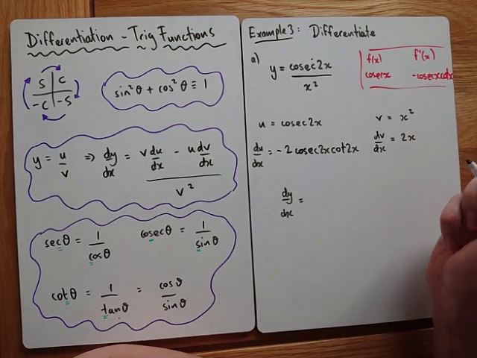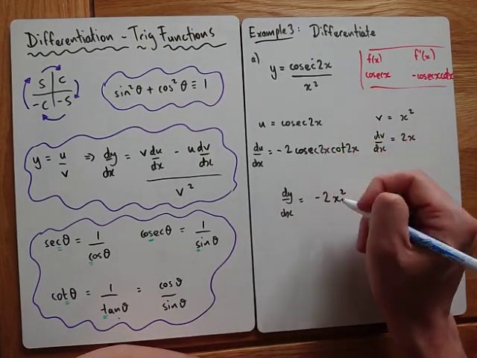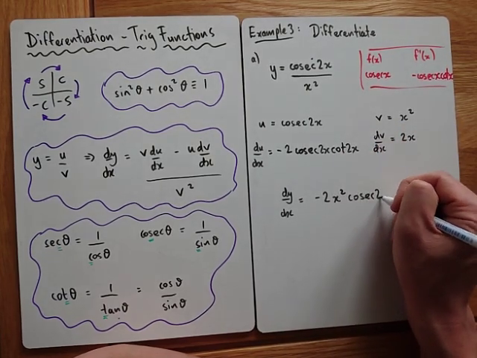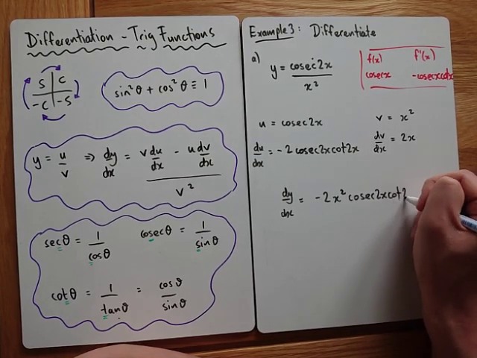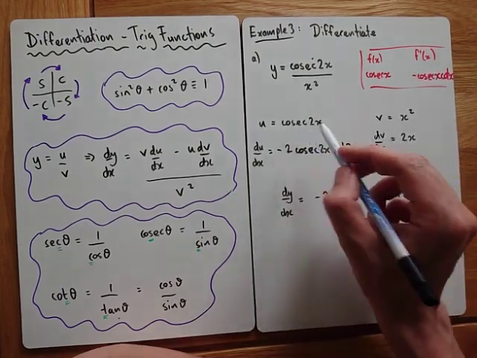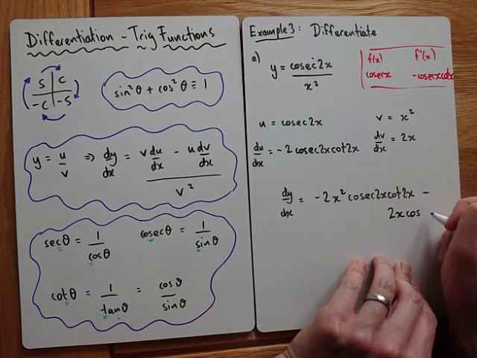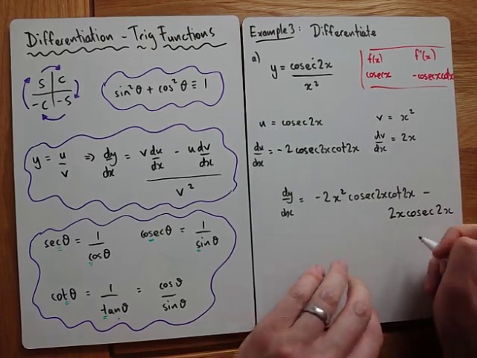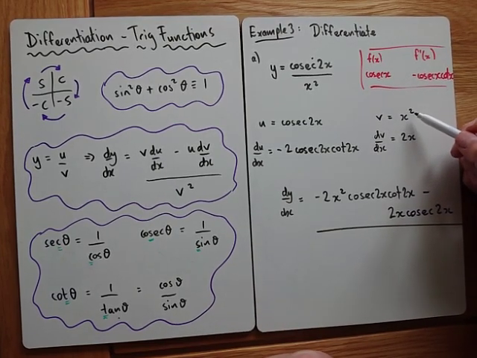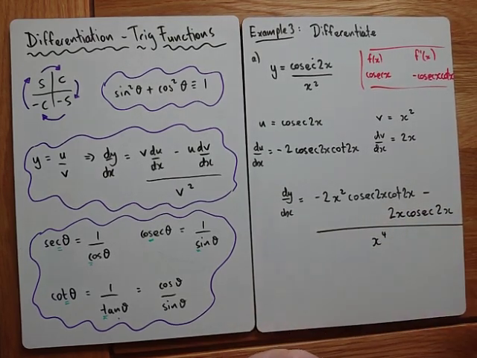I'm not sure what we're going to end up with, but we've got dy by dx. So it's v times by du, so that'd be minus 2x squared. Always put the numbers at the front and then the algebra next, and then the trig afterwards. Minus u times by dv. So that would be, I'm going to write that as 2x cosec 2x, and then that's all divided by v squared. So if you do x squared squared, you'd get x to the power 4.